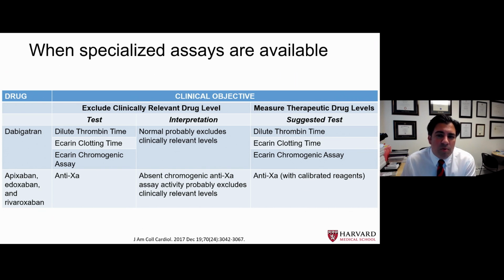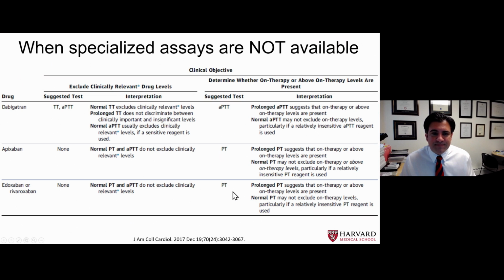Thinking about when to use assays, think about, does the patient even have drug on board? Most of these assays are not available in routine clinical practice, but if you have a normal dilute thrombin time, ecarin clotting time, or chromogenic assay, you can probably exclude dabigatran levels. If you have an absent anti-10A activity, it probably excludes clinically relevant levels of apixaban, edoxaban, and rivaroxaban.